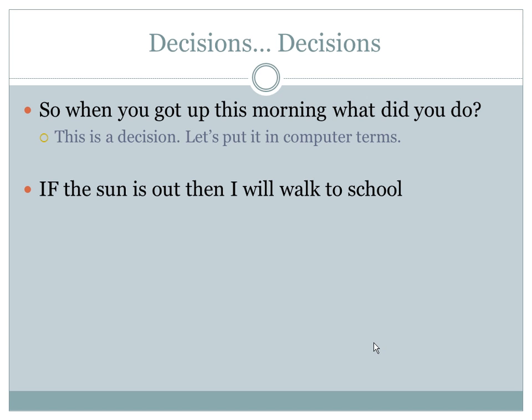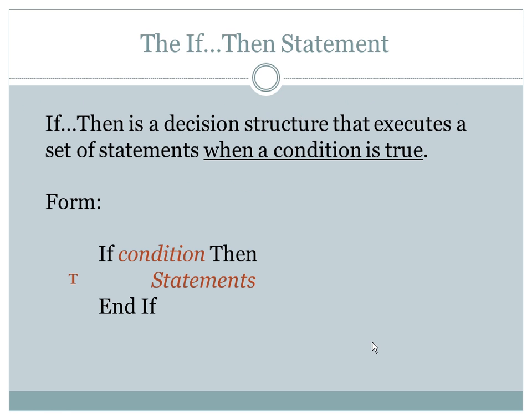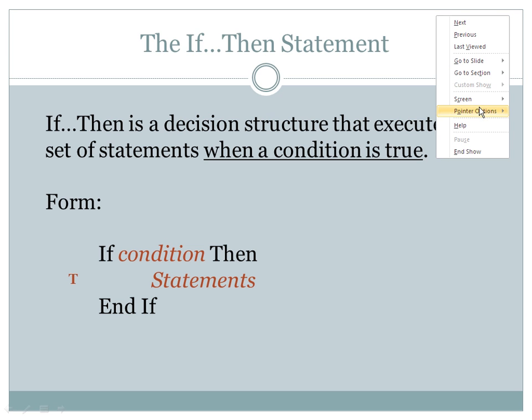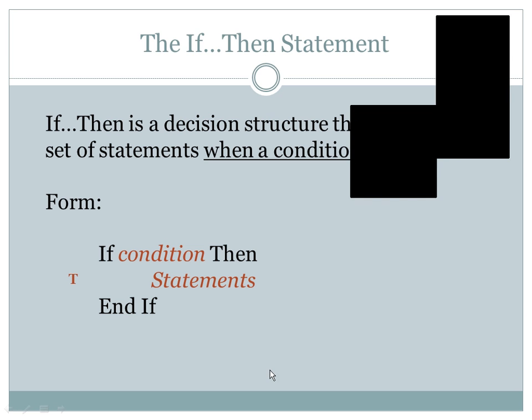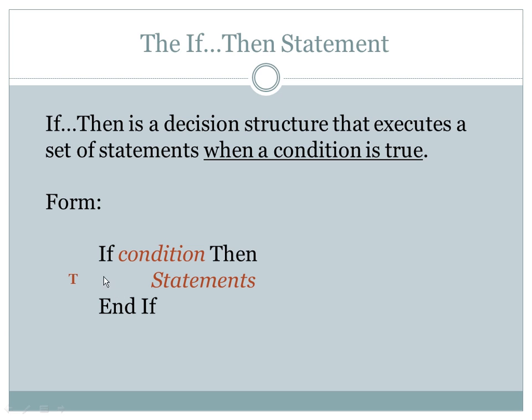When you get up every day, you make decisions. You don't think about them, you simply make those decisions. You need to get the computer to be able to do the same thing. For that, you're going to use an if-then statement. This is the most simple form of a decision structure.